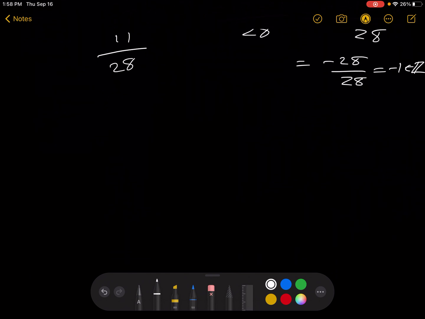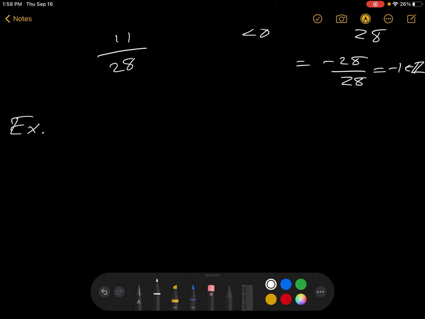All right, let's do another one. Let's do a slightly tougher one. Let's say negative 1021 is congruent to what mod 28?